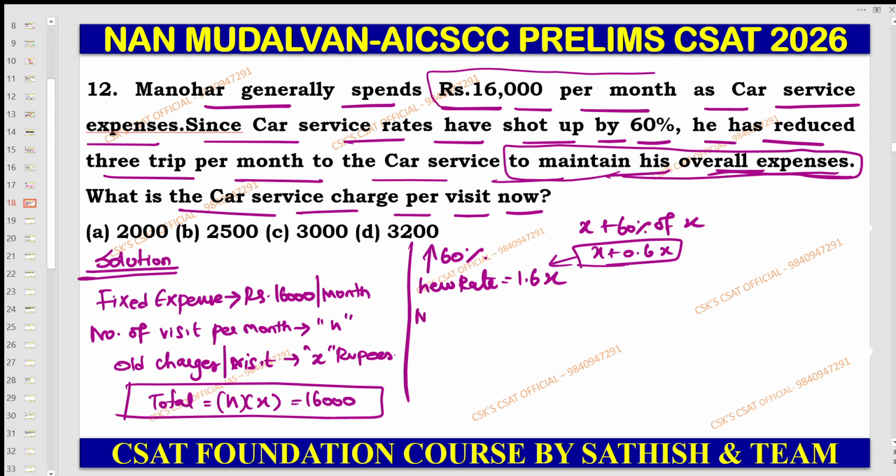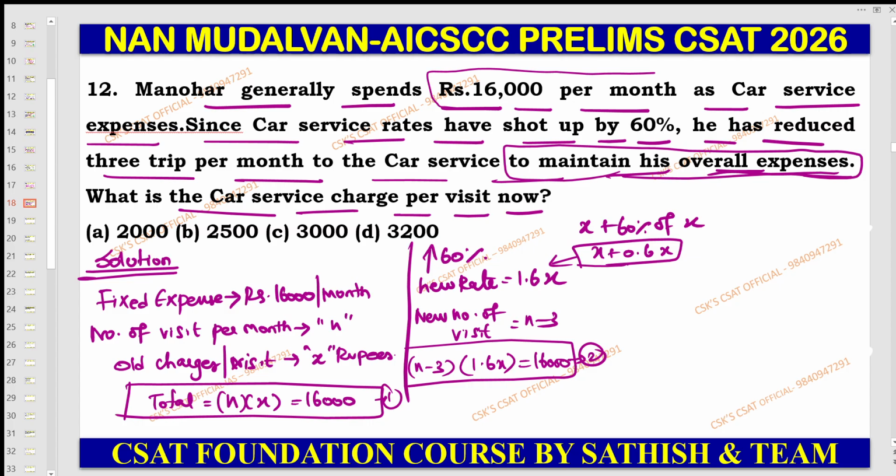What is the new number of visits? 3 reduces, then it becomes n minus 3. The expense remains the same. What is the total here? This many visits, this much price, remains 16,000. The question here is to find out what the car service charge per visit is now. Per visit now means the new one you have to find out, the price of that new one.